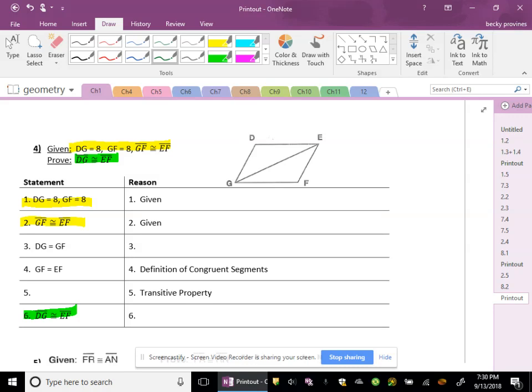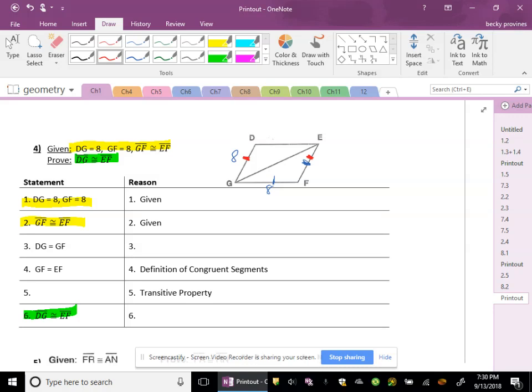So for step number 3, let's look at the picture real quick. D to G is 8. F to G is 8. I know that G to F and E to F are equal. And then I'm trying to prove that D to G is the same thing as E to F. Okay. So again, you're going to get lots of little helper steps. So it will help you a lot.